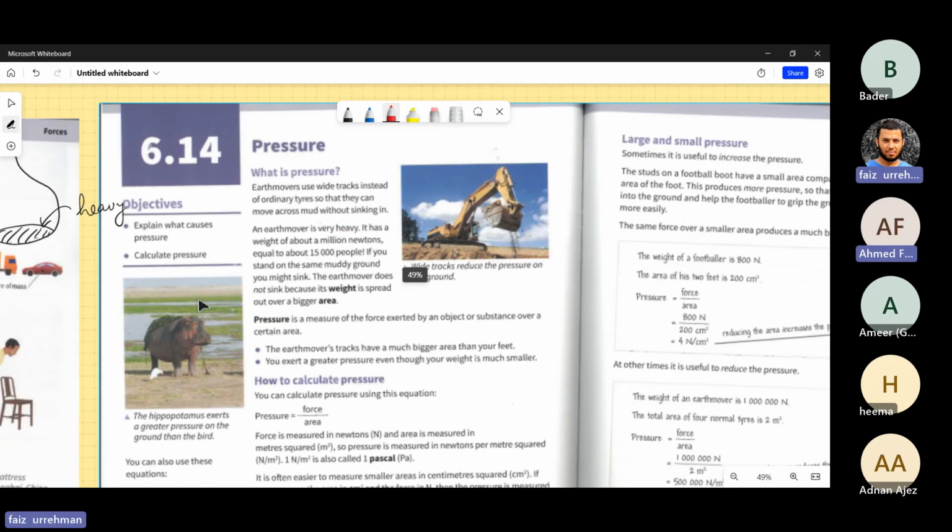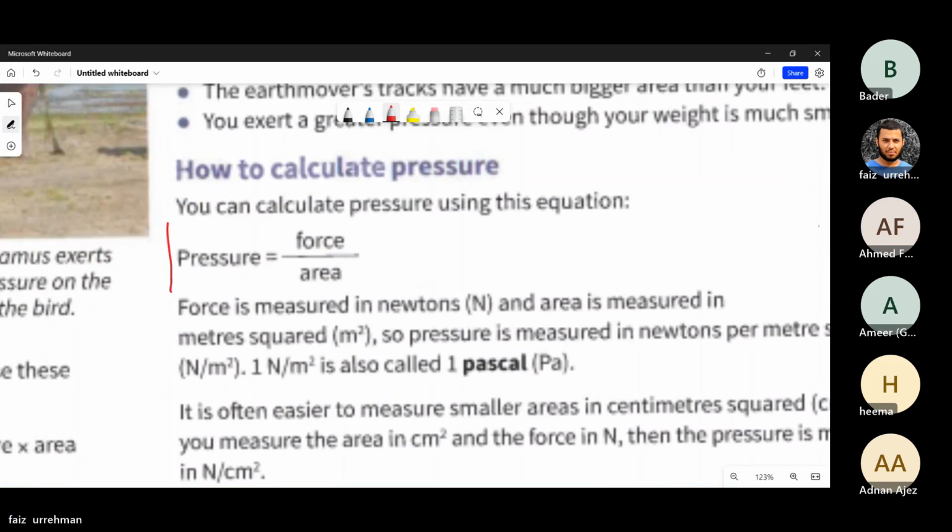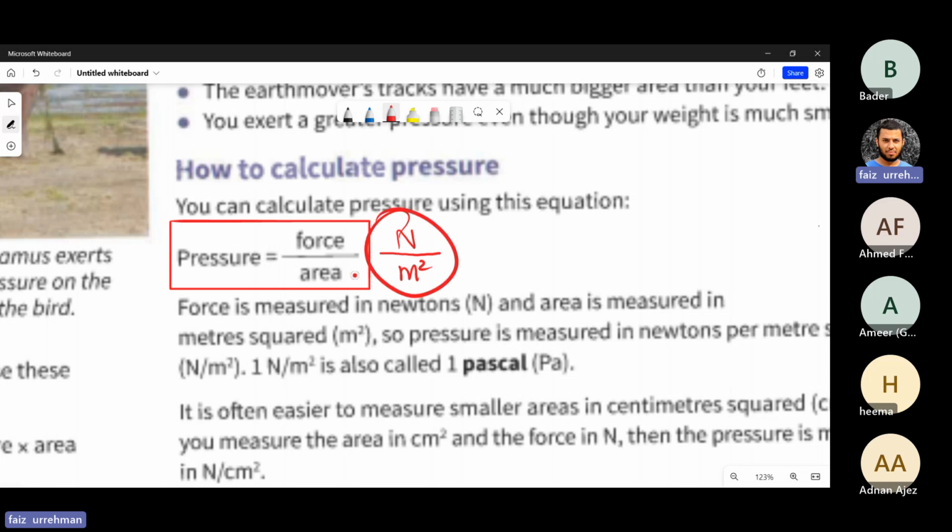Okay, pressure. You have to remember this: force over area. Now, what is the unit of force? Newton. What is the unit of area? Meter square. So, what is the overall unit of pressure? Newton per meter square.